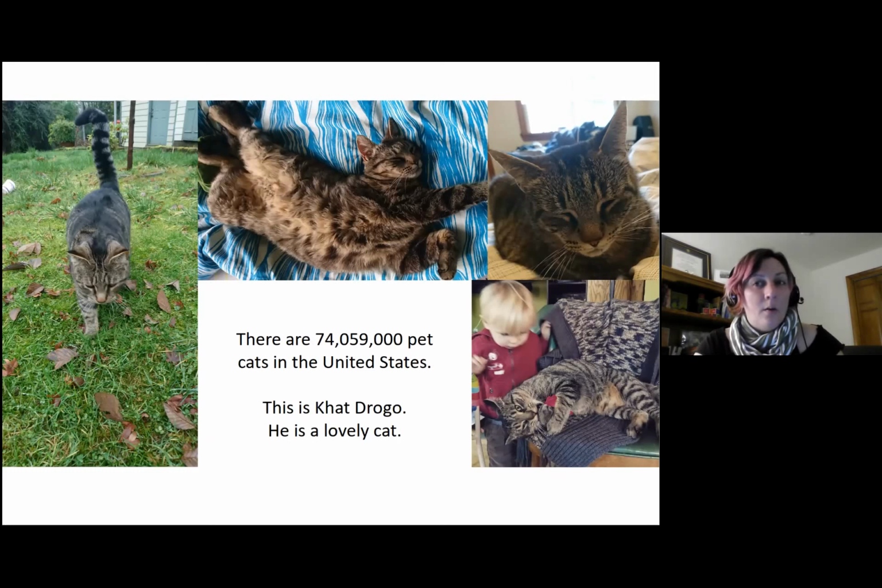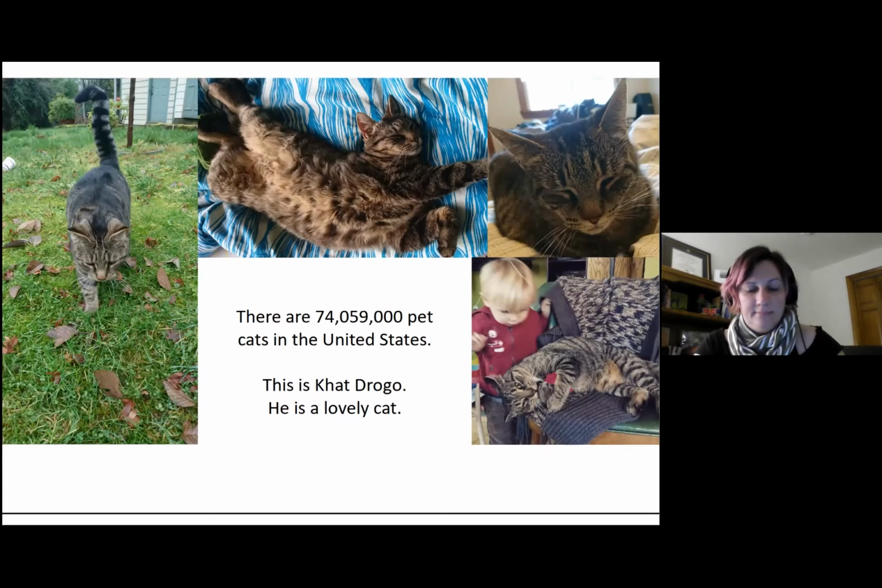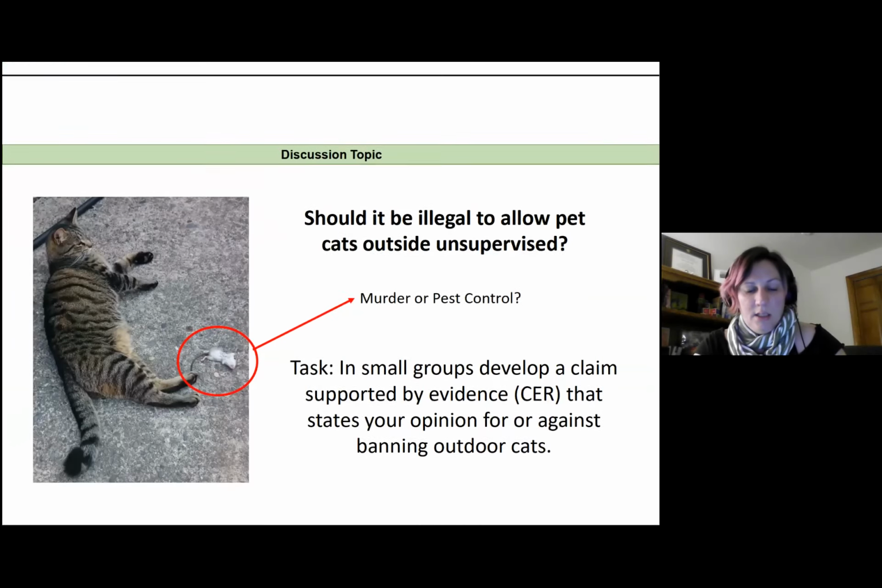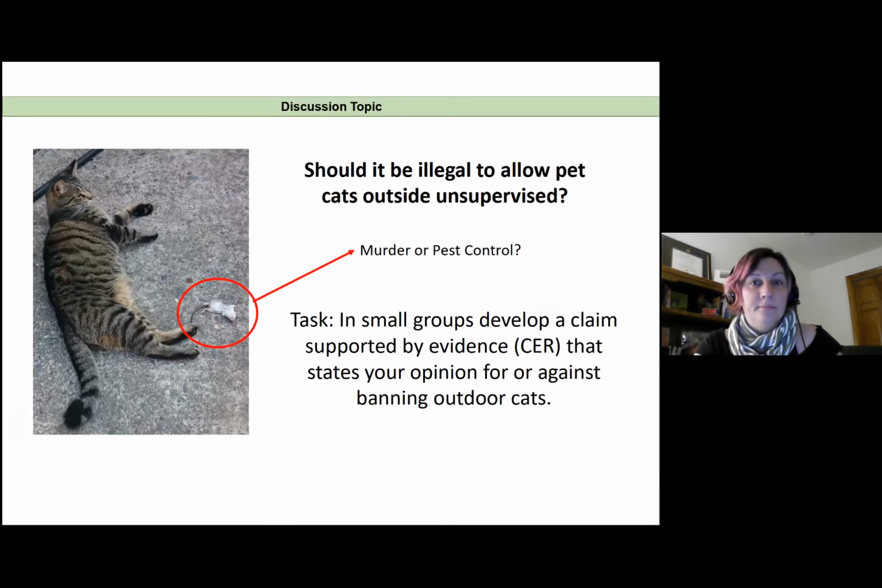None of them are quite as magical as Khat Drogo. He's a very lovely cat, as evidenced by these pictures. He is also a murderer, or he is an amazing mouser who controls the pest population. I'm not actually sure which. He doesn't eat many of his kills and instead presents them for the joy of his friends and family.